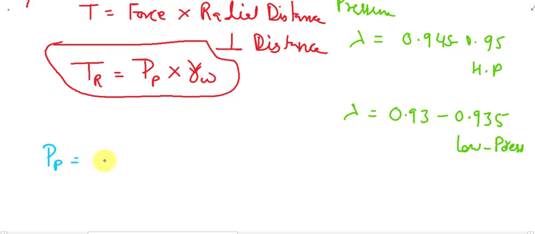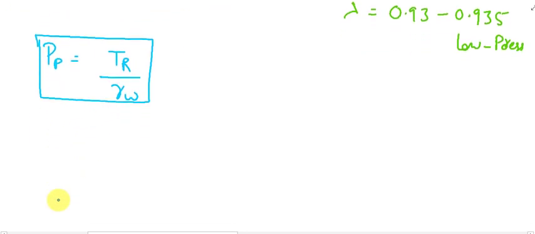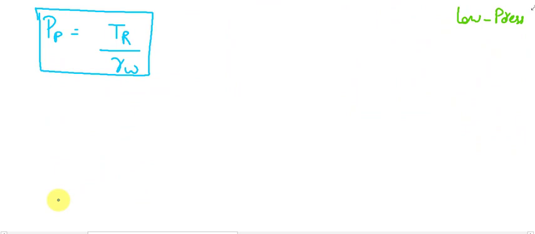This PP is equal to your rear axle torque divided by Rw. Now come to the next formula by which we are able to calculate our RPM value of engine.